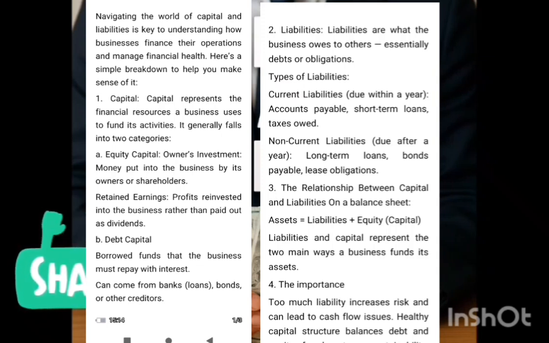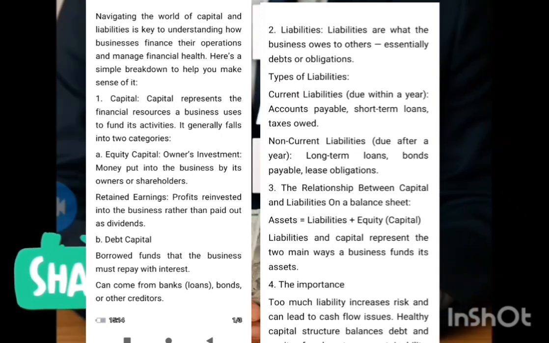And then the next type of finance, which is important as well, is the liability. Liability here refers to those debts that the business is owing to others, and they are supposed to pay back. It is divided into non-current liabilities and current liabilities.